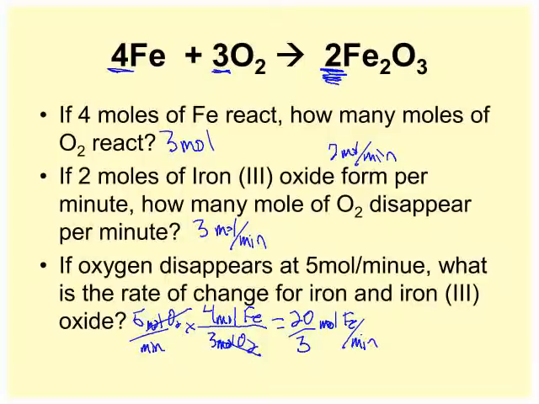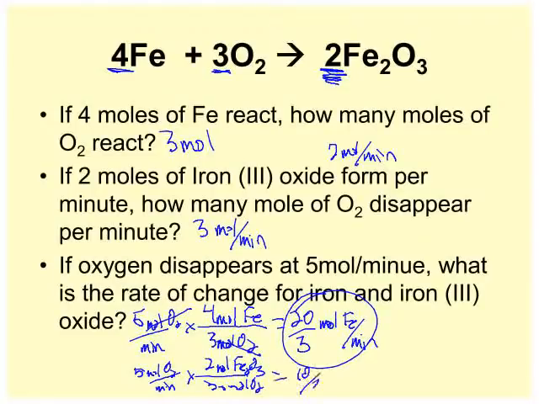And then pretty much the same thing for Fe2O3, 5 moles O2 per minute. You should never leave it in this form. You get a decimal. I don't have my calculator. Times 2 moles Fe2O3, 3 moles of O2. And that would be 10/3. And again, use your calculator. 3.33 is what I should say. Moles per minute.